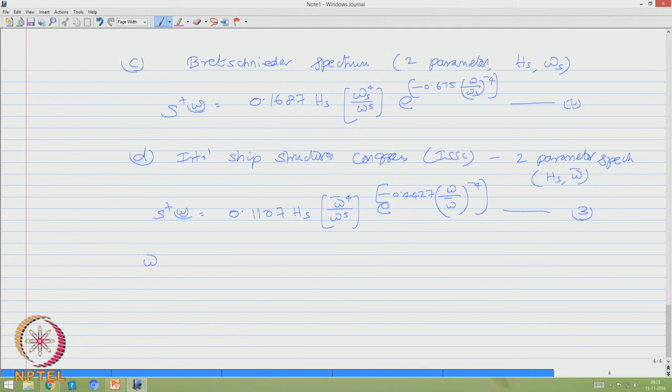Where omega bar is given by m1 by m0, where mi is called spectral moments. mi can be simply given by the integral of omega to the power of i, S of omega, d omega, for i equals 0, 1, etc.